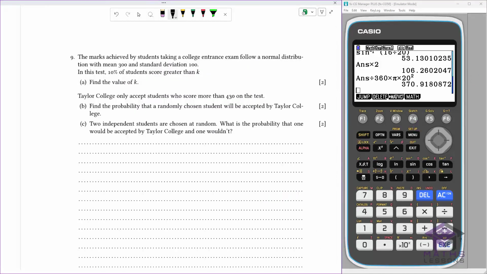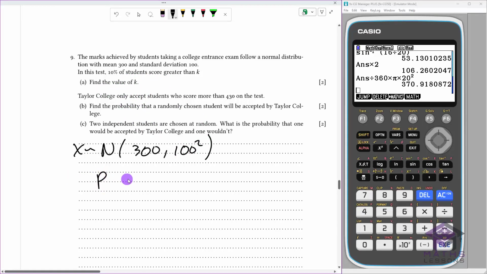Right, normal distribution, moving on. So, the marks achieved by students of a college entrance exam follow a normal distribution with mean. So we've got X is normally distributed and the mean is 300 and the standard deviation, we always quote the variance. So standard deviation squared is the variance. Okay, and we've got 10% score greater than K. So the probability that X is greater than K equals 0.1.